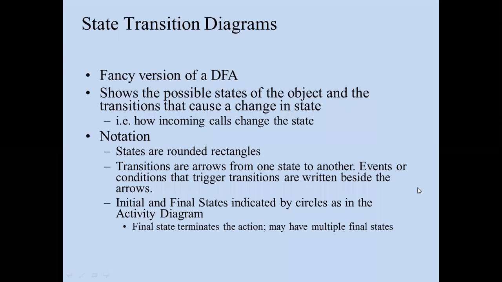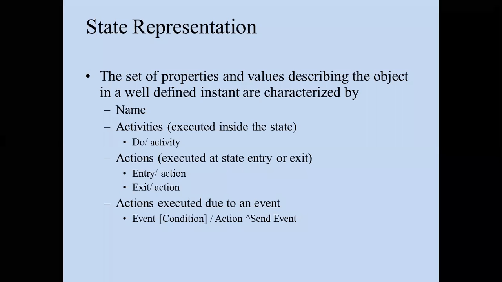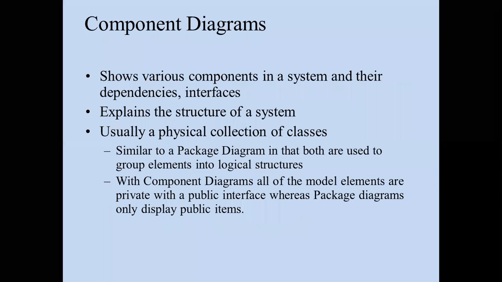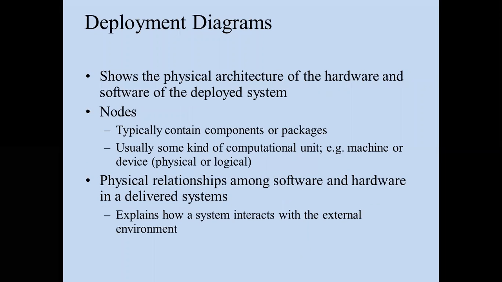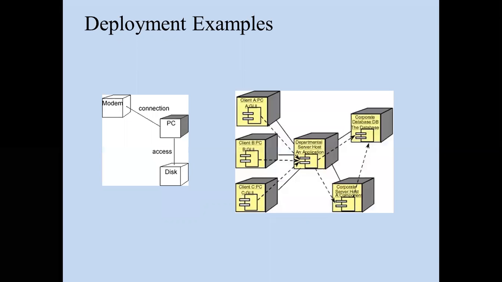Then we have seen the state transition diagrams. We have seen the component diagram. This is the way we can draw the component. Components are shown as rectangles with two tabs at the upper left corner. Then we have seen the deployment diagrams.